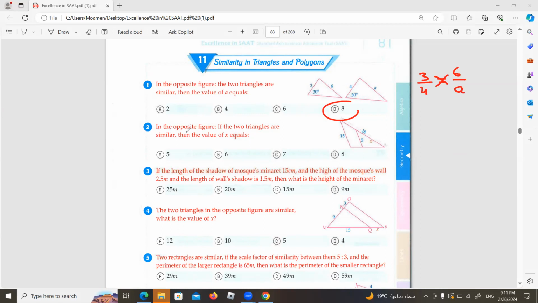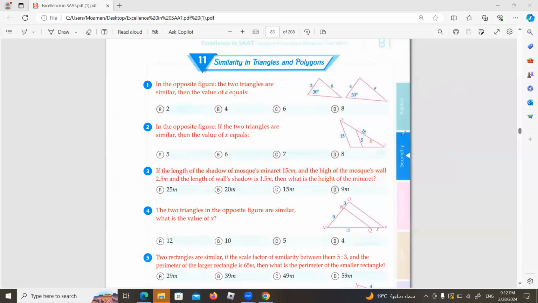We're going to number 2. In the opposite figure, the two triangles are similar. Then what is the value of x? Where are the triangles which are similar? Pay attention with me, please. The two triangles are overlapping, as you see. The first triangle is the whole triangle, which I'll color in red. What is the small triangle? I'll color it in blue, only this one. So I make the relation between the first triangle, the whole triangle, and the second triangle, the blue one.